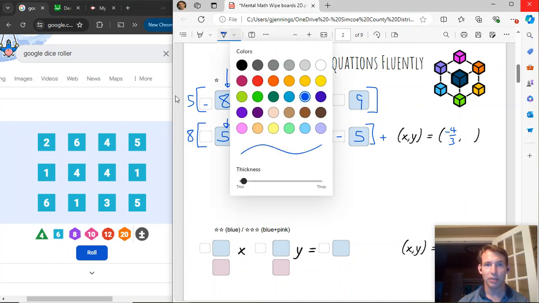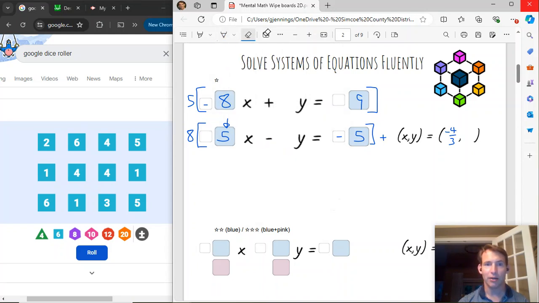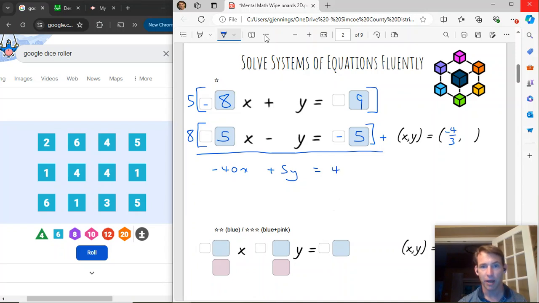And I want to do this in such a way so that when I add the equations together, I'm eliminating x. So I want them to have the opposite sign. That's my favorite way. So now I will get the new system of equations. Negative 40x plus 5y is equal to 45. That's multiplying this 5 in throughout. And now we multiply the 8 in. That gives us 40x minus 8y is equal to negative 40.